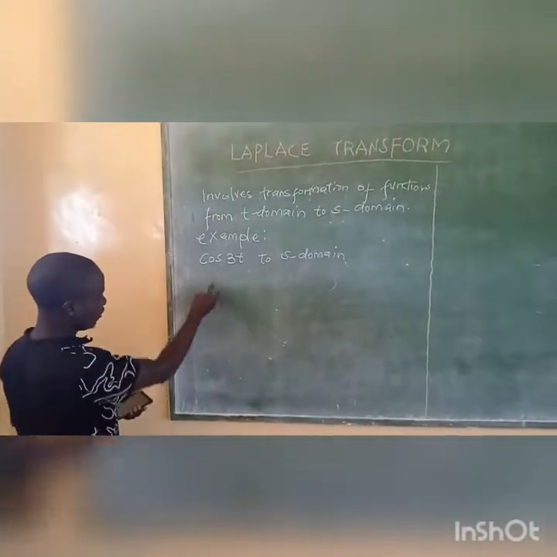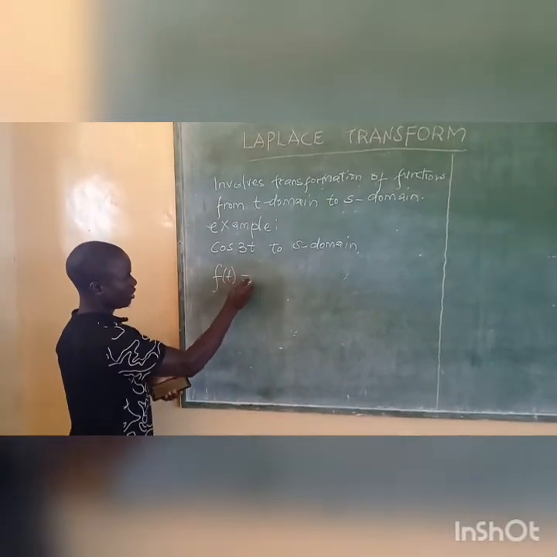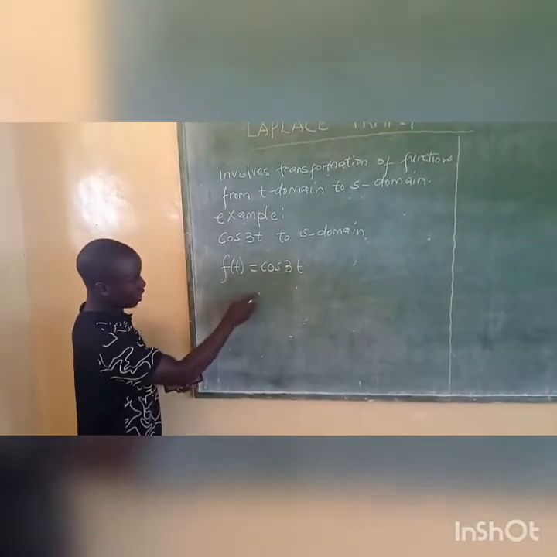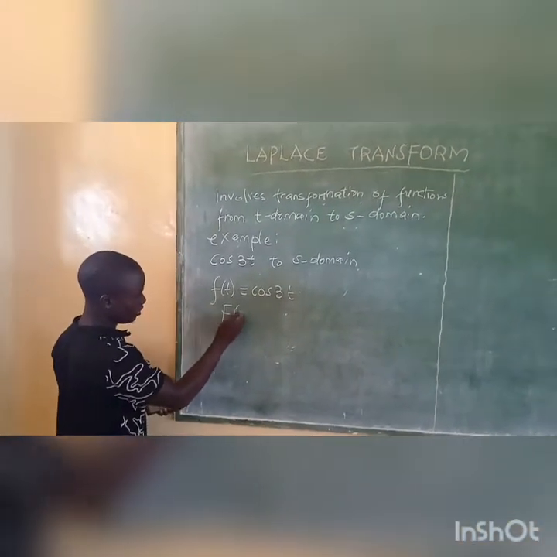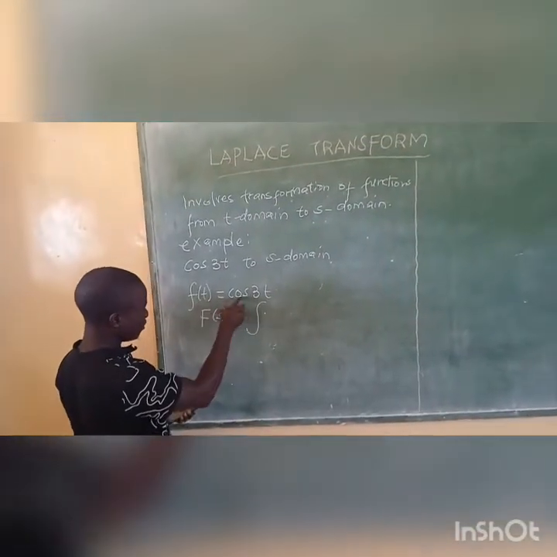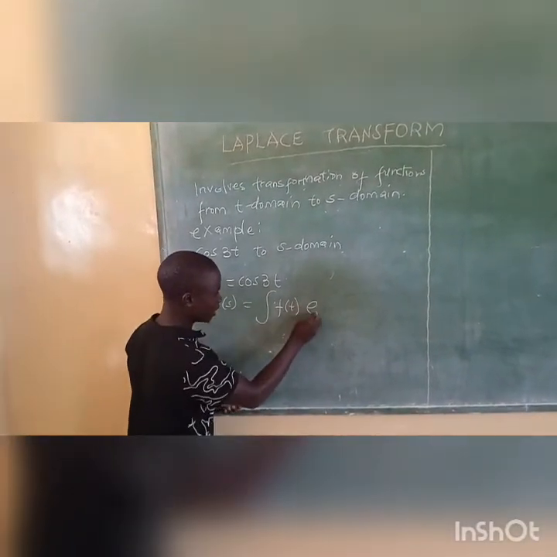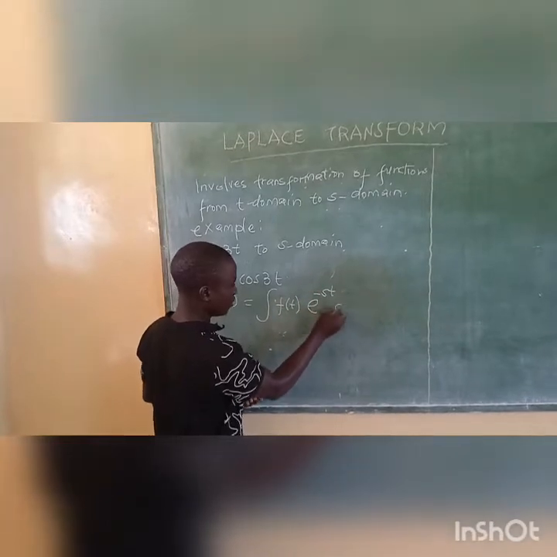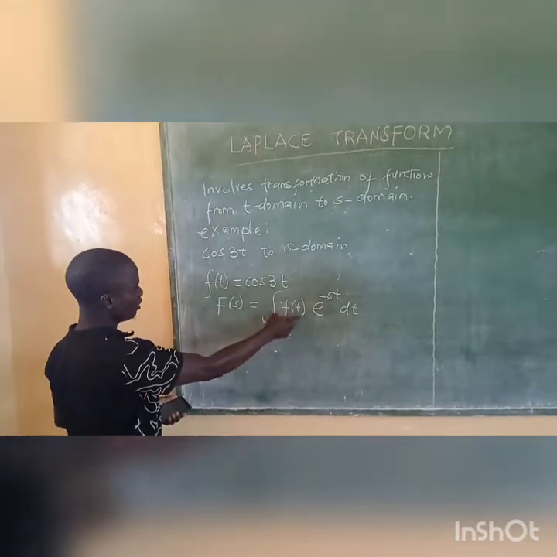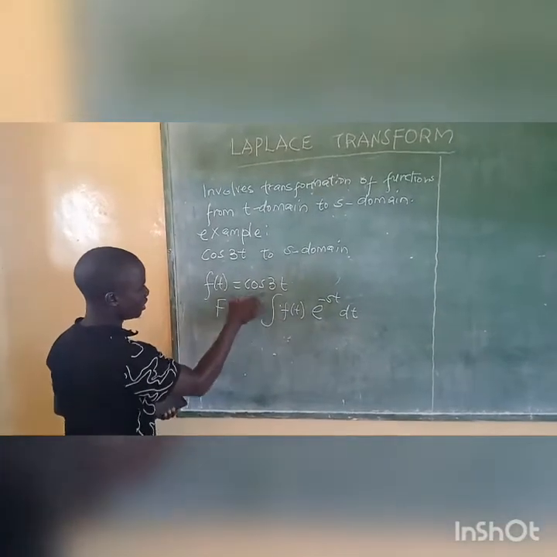So we have given that f of t, so this is our f of t, as cos 3t. The general formula of transforming this f of s is given by integrating f of t, then by exponential negative st with respect to t. So we are given f of t as cos 3t, but this f of t cannot be substituted as it is here.